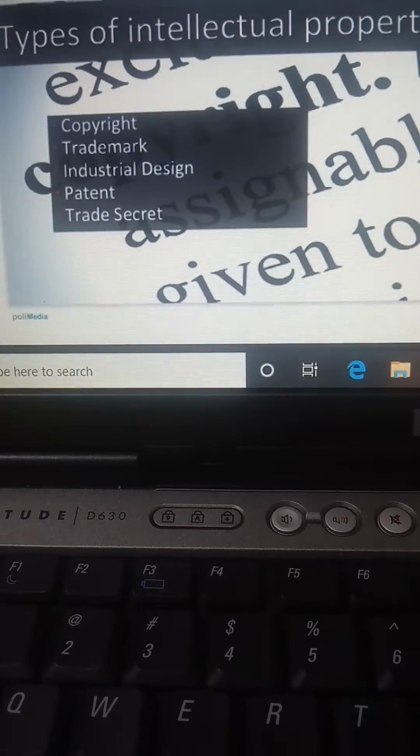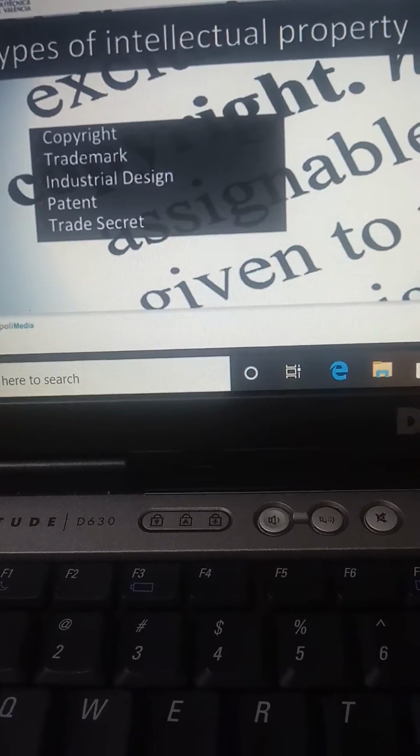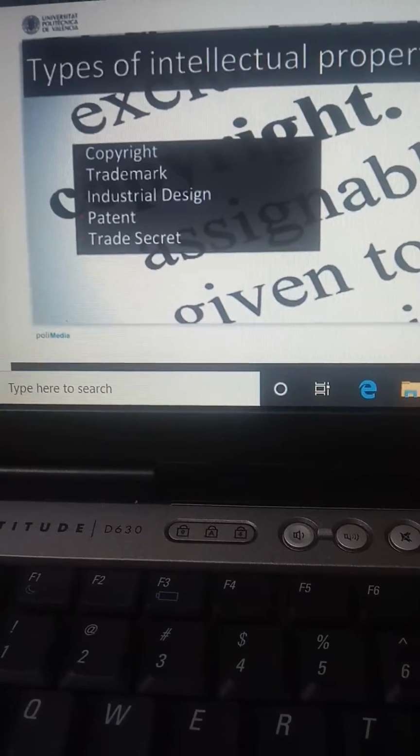An industrial design defines all the aspects and functions of a manufactured product. It may consist of three-dimensional features, such as the shape or surface of an article, or of two-dimensional features, such as patterns, line, or color. To protect the industrial design, the owner must register the product.